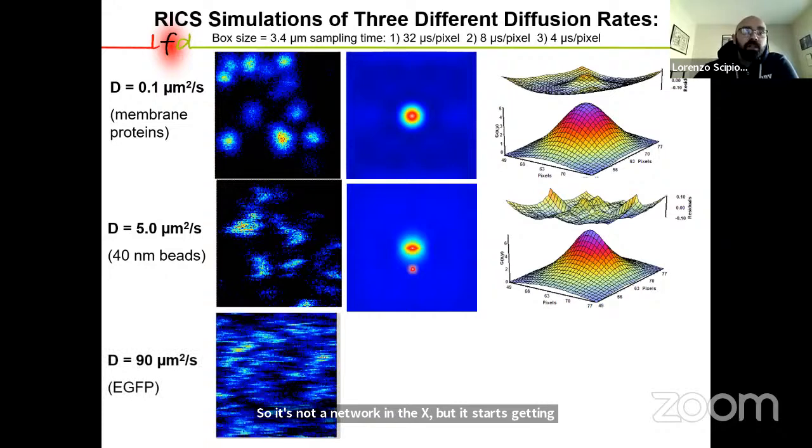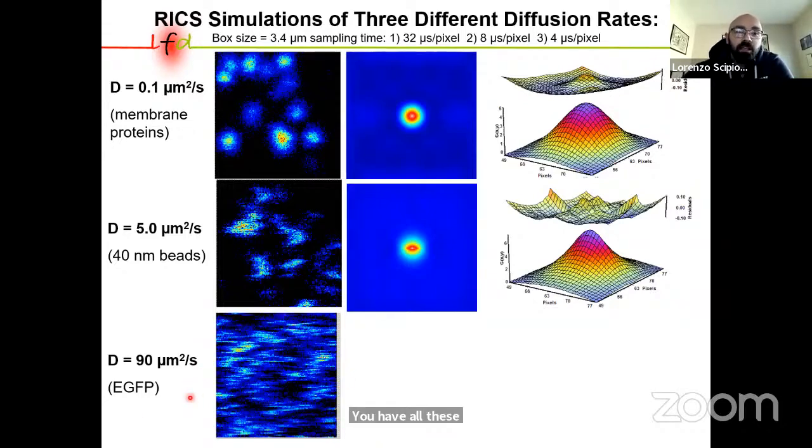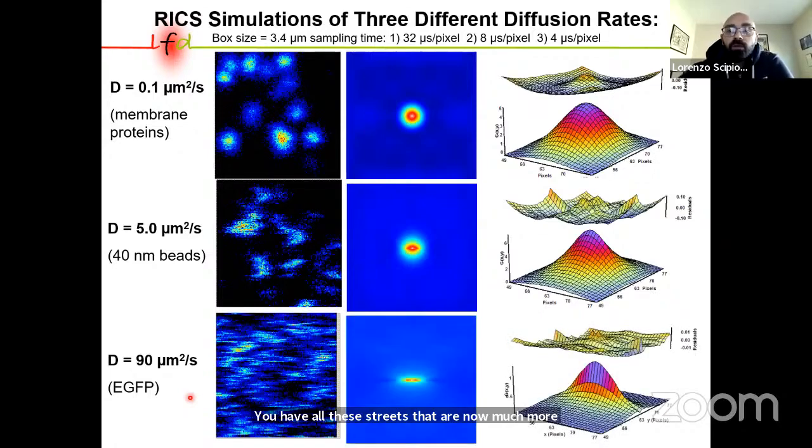And then if we increase the diffusion further, right? As a comparison, 90 square microns per second is more or less the diffusion of GFP in solution. You have all these streaks that are now much more evident than in this case. And if we compute the autocorrelation function, we basically see that along the lines, it goes to zero immediately. So the diffusion is really, really fast compared to the scanning. But we can see this characteristic elongation of the autocorrelation function in the X.